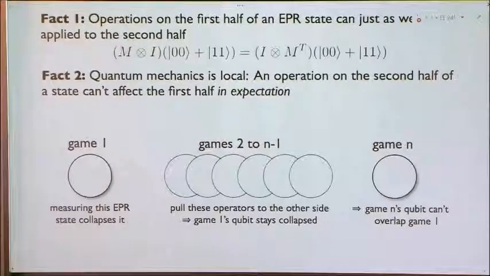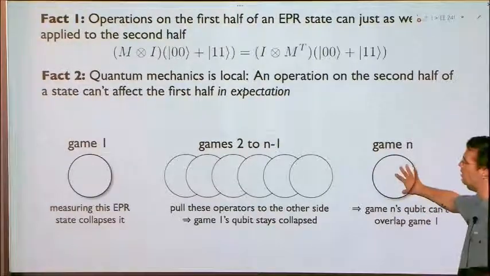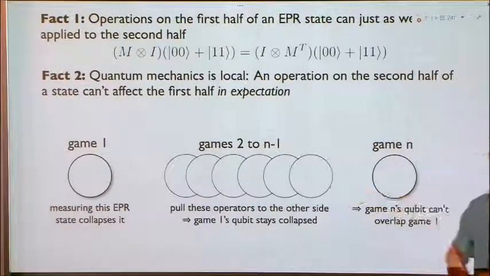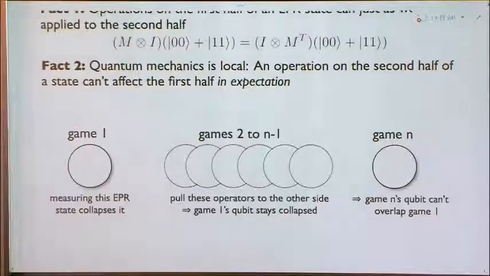And so here's how we can use these two facts to show that the last qubit, the qubit used in game n, is in tensor product with the first qubit used in game 1. And that'll just give you an idea of how we show tensor product for all the qubits. And basically what happens is when you play game 1, there was almost an EPR pair there. We measured it, so it's collapsed. It's just like some classical state.